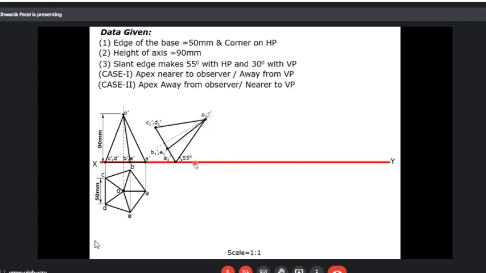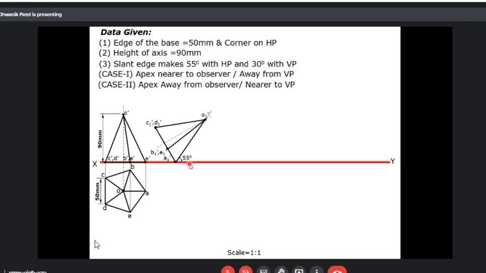Sir, slant edge means lateral edge? Slant edge means lateral edge, yes. But there is a difference between slant and lateral edge. Slant edge means it is not a perpendicular edge, and lateral edge means it is a perpendicular edge. In a pentagonal pyramid, your pyramid is resting at a corner, so the corner is connected to the edge, that is a slant edge here. It's not the lateral edge. In a prism we mention a lateral edge, but in a pyramid we mention a slant edge.